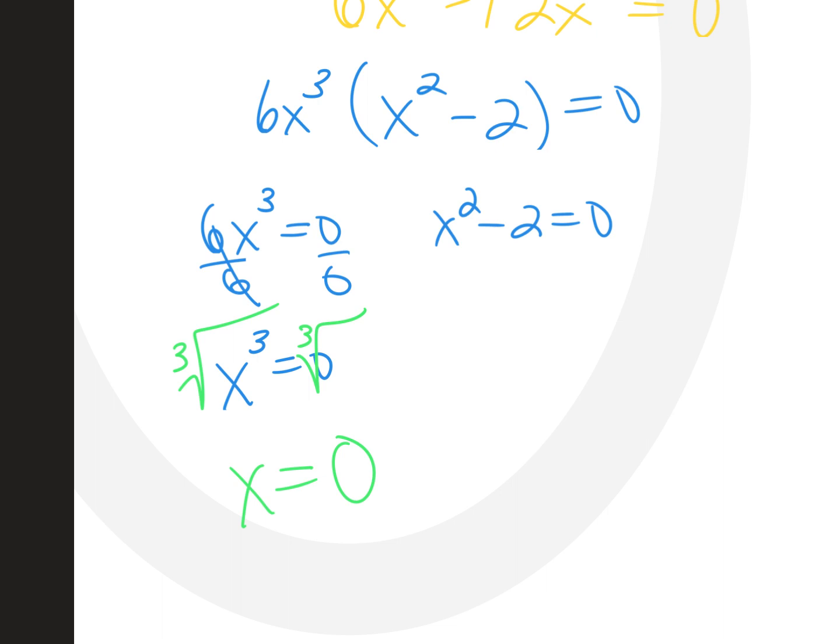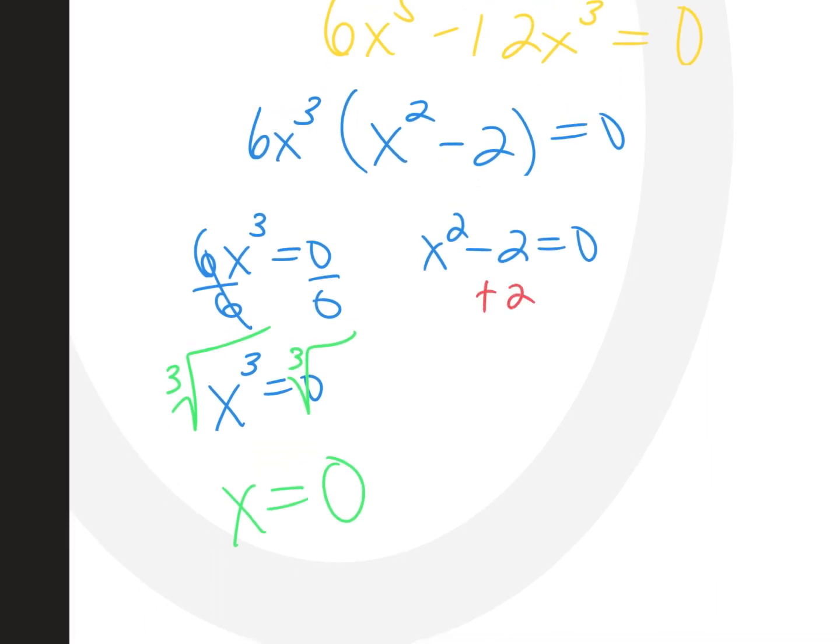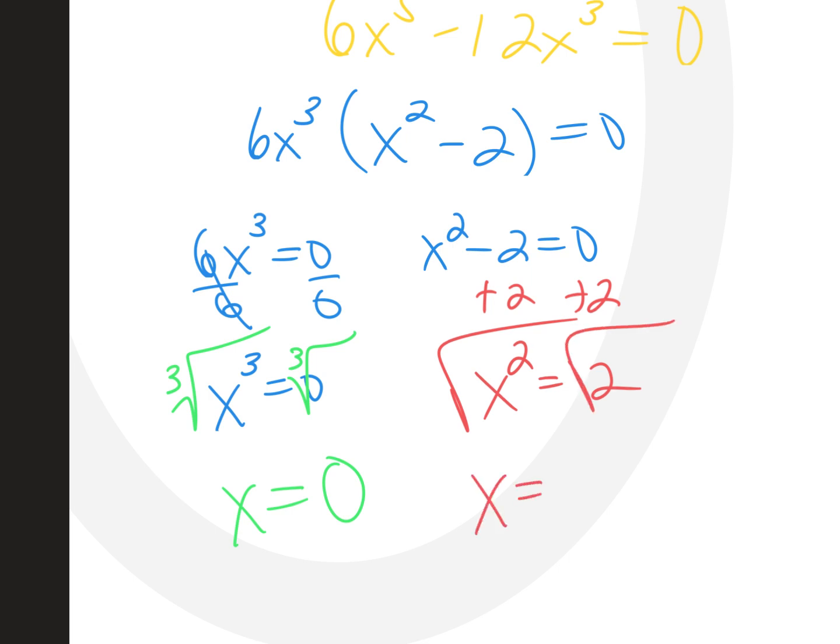Now over here on the second one, we're going to add 2 to both sides. So x squared equals 2. Now what? Take the square root. When you physically put the square root on, what goes in front of your answer? A plus or minus. So this is plus or minus the square root of 2. And there we go. If you forget that plus or minus, guys, you're forgetting part of your answer. So just make sure you're aware of that.